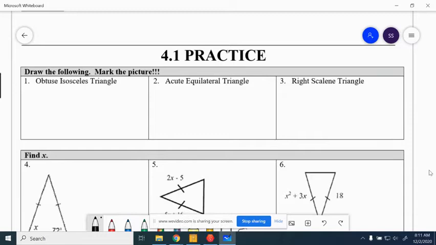Obtuse meaning we have to have an angle over 90 degrees, and isosceles meaning two of the sides have to be the same length. So let's go ahead and try to make these lengths the same. We'll indicate that with these markings here. And then here we go. Okay. You guys can do the next one. Those don't look too hard.